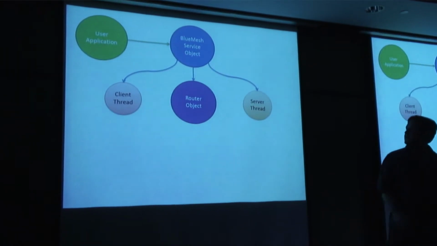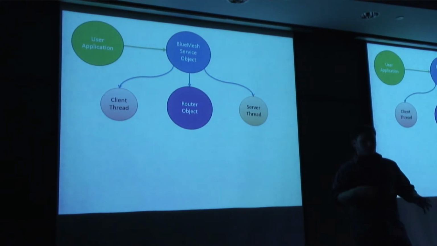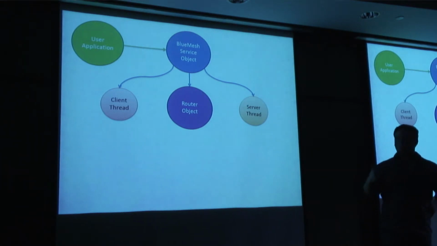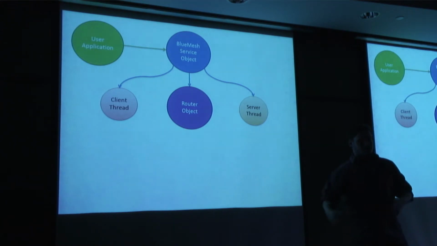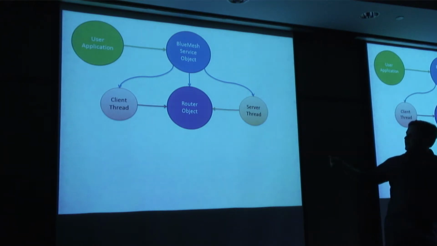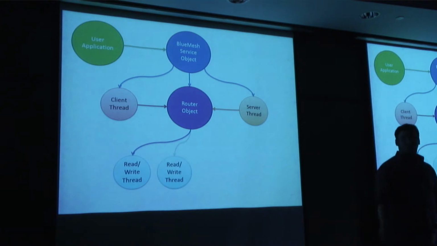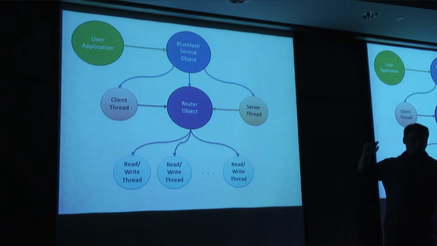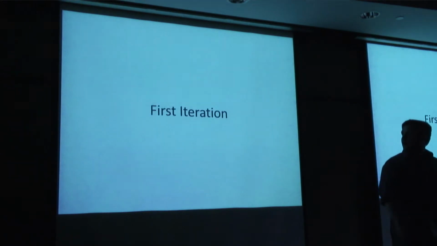And also, the service object creates 2 threads, a client thread and a server thread, which is not client and server in terms of network. It's just in terms of the Bluetooth API. You need a client socket to connect to a server socket. And then you just get generic sockets from there, and you can treat them as neither client or server. Those generic sockets get passed into the router, and the router creates a read-write thread. So for every socket that gets passed into the router, we get a new read-write thread that's going to handle connections with the device that's directly connected to whatever we're running.